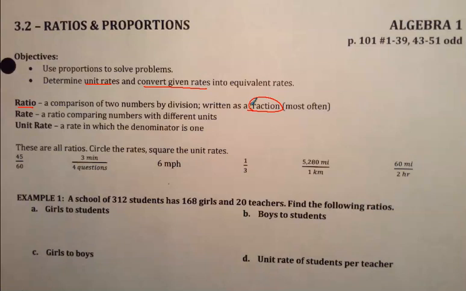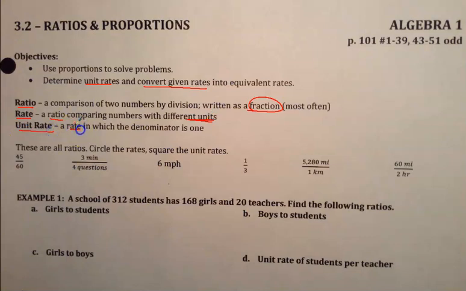All right, next up, we have a rate. Notice a rate is a ratio, so it's a fraction, comparing numbers with different units. If it has different units in it, then it is a rate. That's all it has to have. A ratio can just have numbers. It doesn't have to have any units at all. A rate has units.